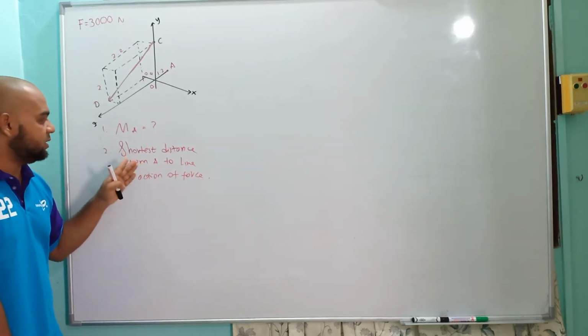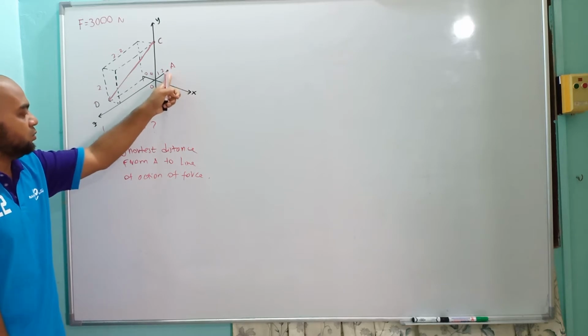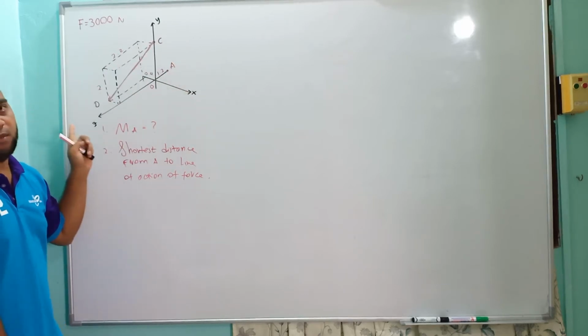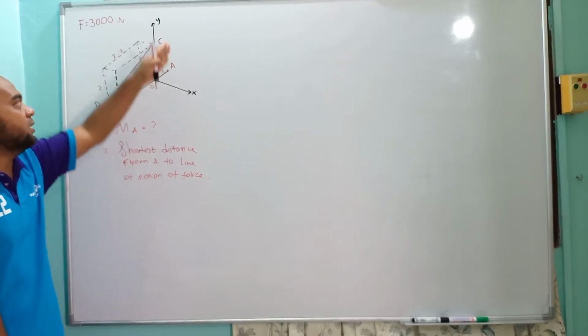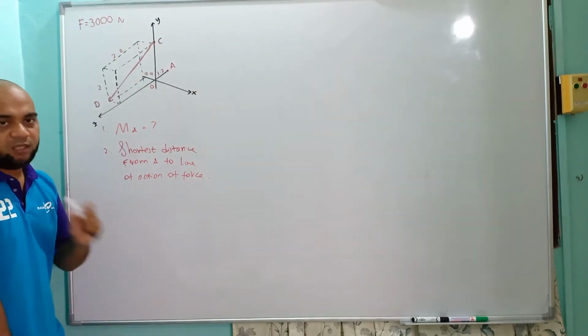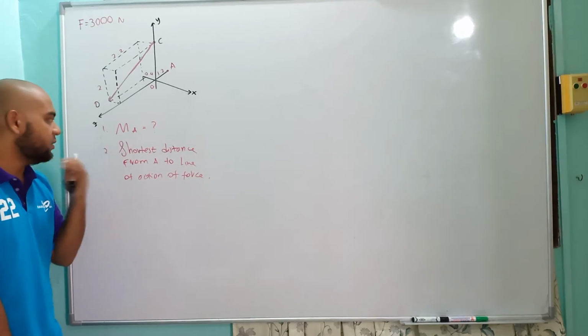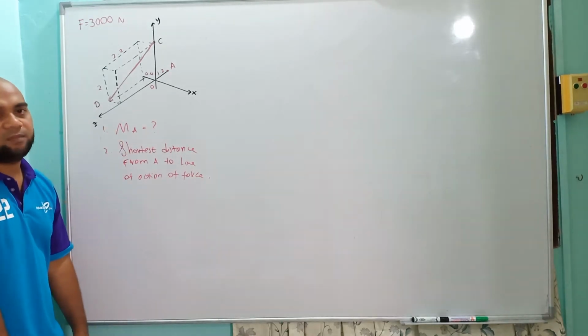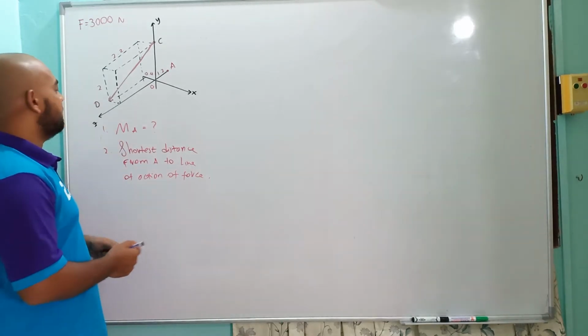The shortest distance from A to the line of action of the force, meaning from A to this force, you need to determine the shortest distance. So there are 2 questions here, and we do it one by one. The first one is the moment.